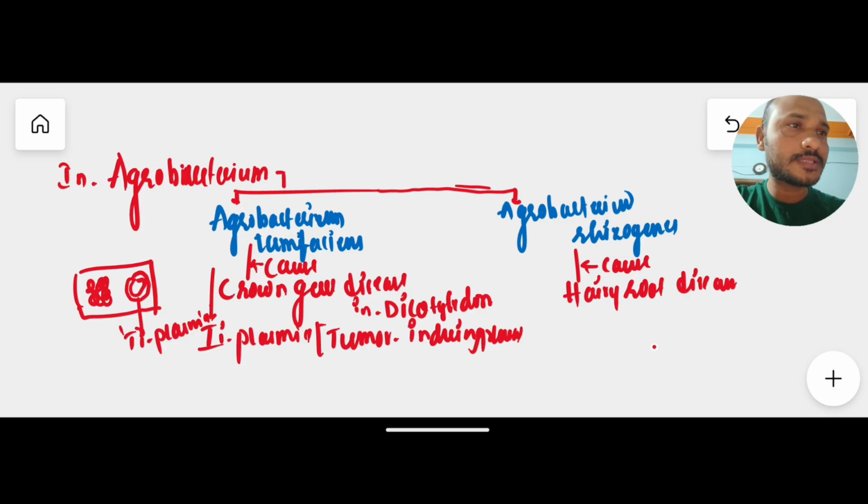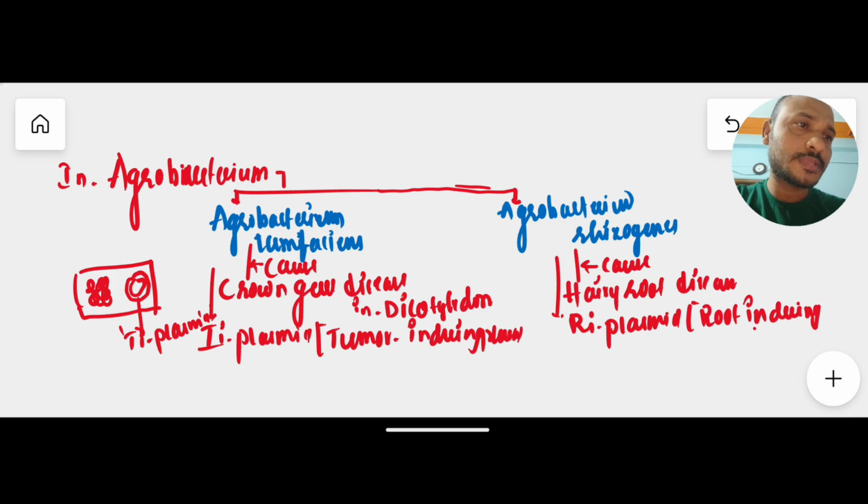Like the Ti plasmid, Agrobacterium rhizogenes also has a plasmid, called the Ri plasmid. Here Ri means root-inducing plasmid. This is Agrobacterium rhizogenes, which also has its own genetic material, and here the extra circular double-stranded genome, that is the Ri plasmid.